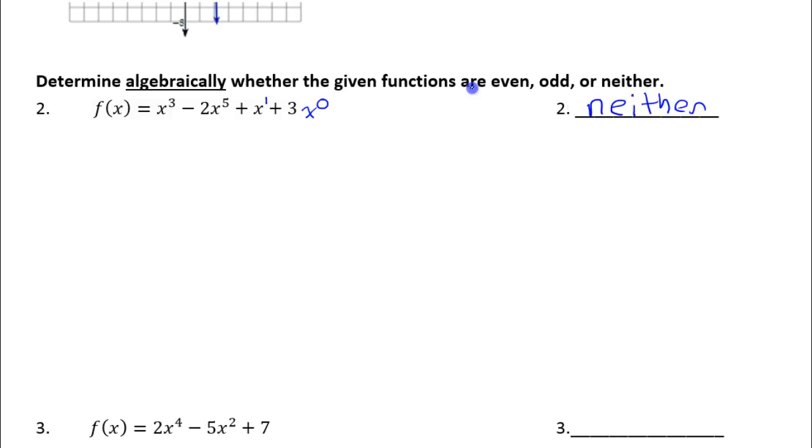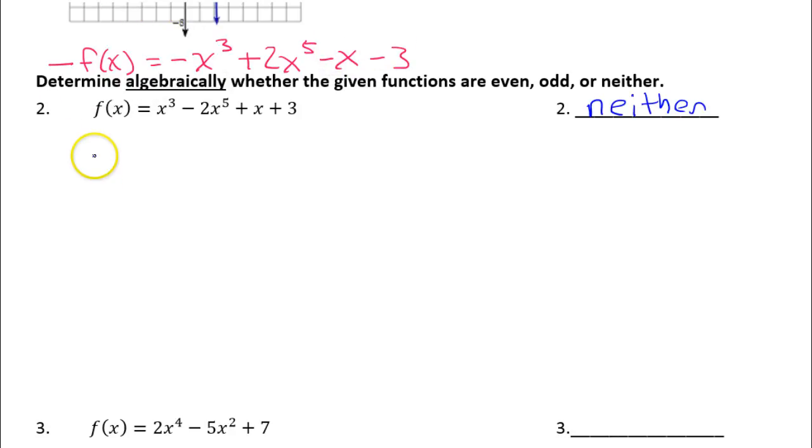Now, so at a glance, we know whether it's even, odd, or neither. But we need to determine algebraically, like a proof. And so here's how you prove algebraically that something is even, odd, or neither. The first thing you want to do is create the opposite function called negative f of x. And that's where you just do the opposite of every term. So that would be negative x to the 3rd power, positive 2x to the 5th power, minus x minus 3. All right, so I've got that.